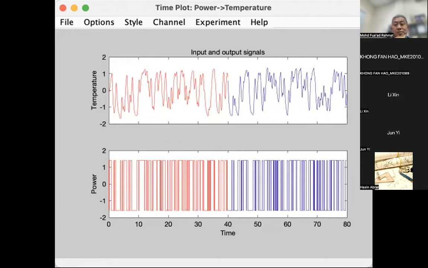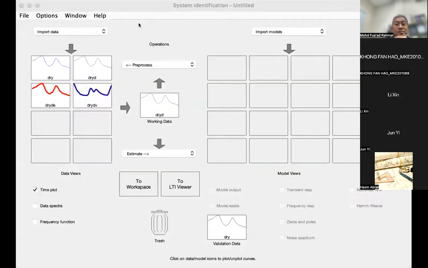So far so good, guys? Okay. Why do we need to separate it into two? As I told you before, it is the practice of system ID. So to make sure that when you analyze the red one, the blue one proves that your work is correct and true. The second part is for the validation.